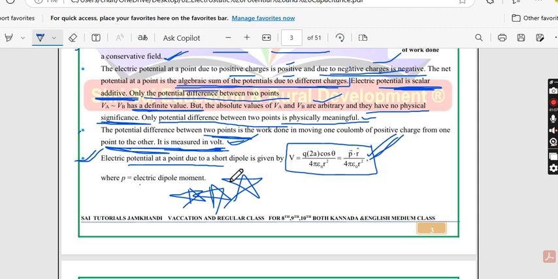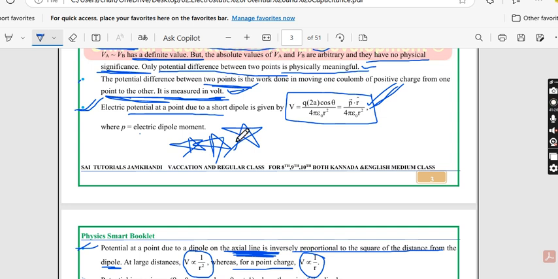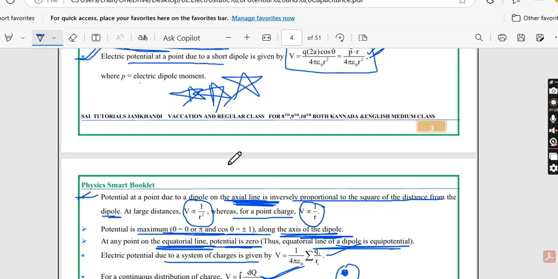Electric potential at a point due to a short dipole is given by V equals Q into 2A into cos theta divided by 4 pi epsilon naught R squared, or, where Q into 2A is P bar, in vector notation, P bar dot R cap divided by 4 pi epsilon naught R squared, where P is the electric dipole moment.